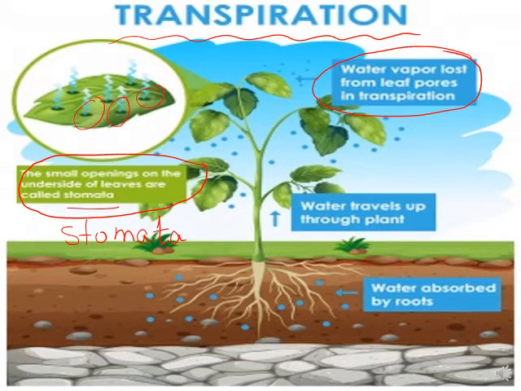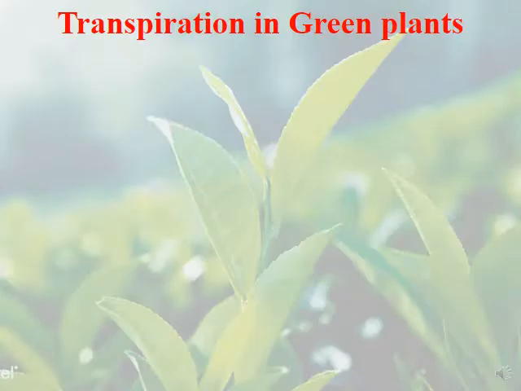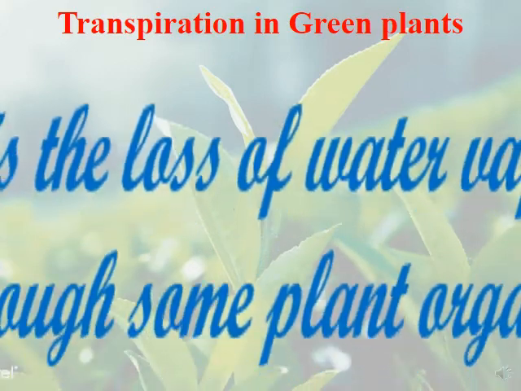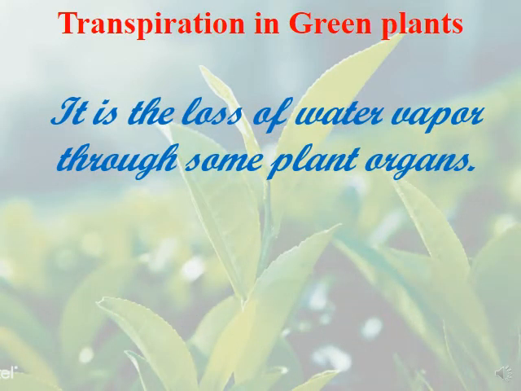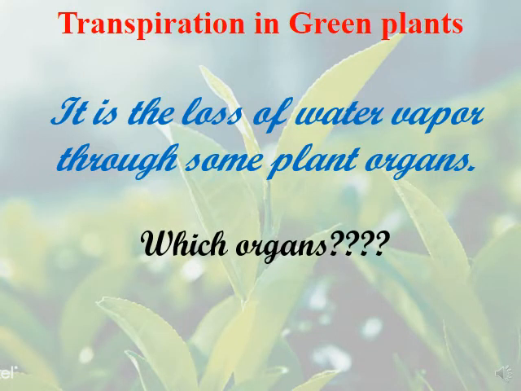From where did this water come from? It comes from the water absorbed by the roots. This water travels up through the plant. It moves from the roots up to the stem and then to the leaves. What is transpiration? Transpiration is the loss of water vapor through some plant organs. What are these organs? Let's see.